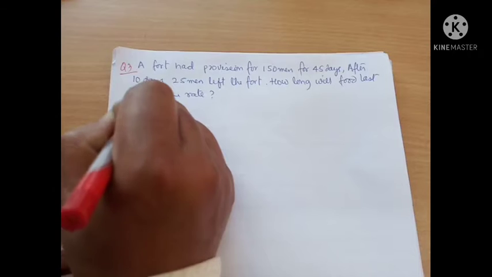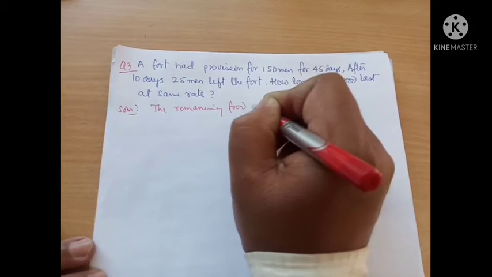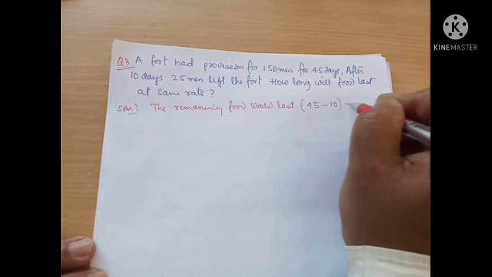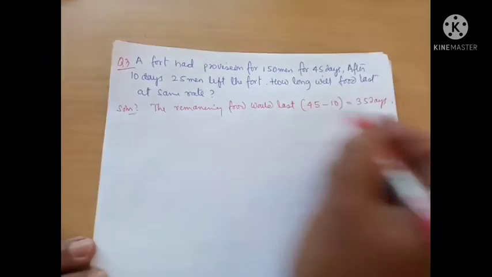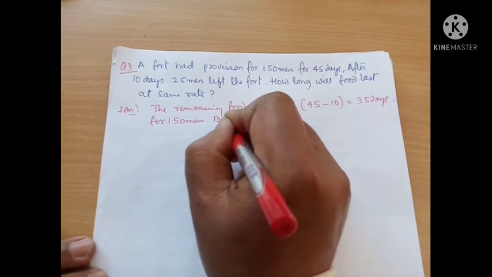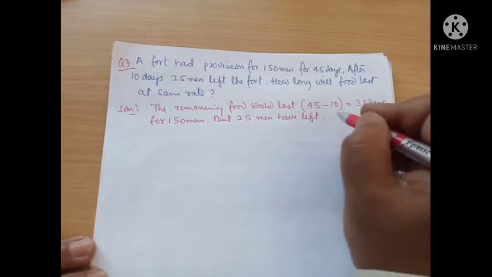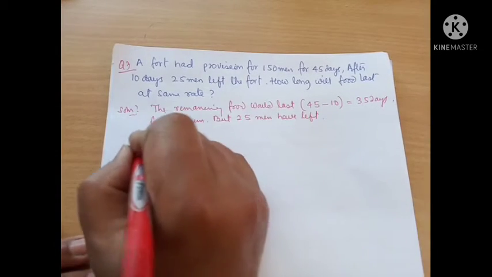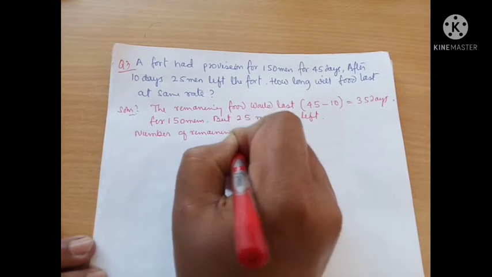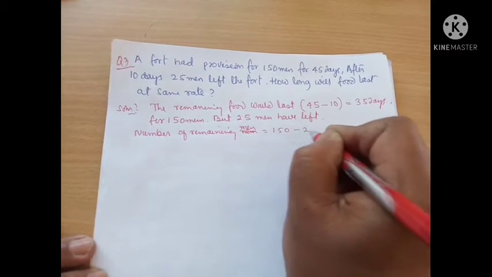Here comes the solution. So the remaining food would last 45 minus 10 days, we get 35 days only, for 150 men. But again, 25 men have left. So the number of remaining men will be 150 minus 25, that is 125.